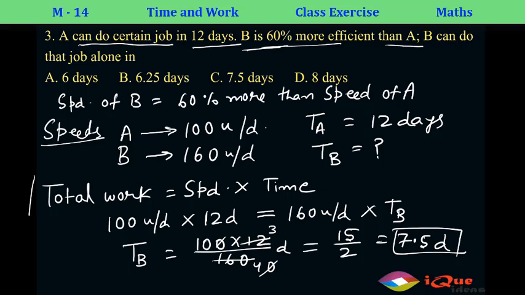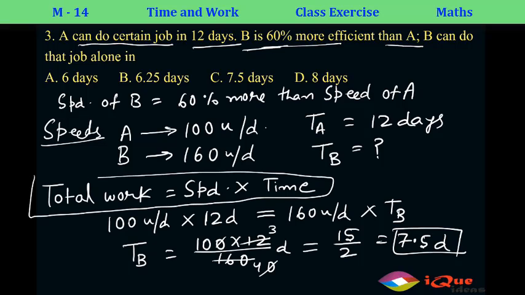You just needed to understand this thing, that the total work is equal to the speed into time, whichever person it is. And here the same work is done by both of them. So the total work done by A should be equal to total work done by B. Alright, so the answer is C option, 7.5 days. Now let's go to the next question.